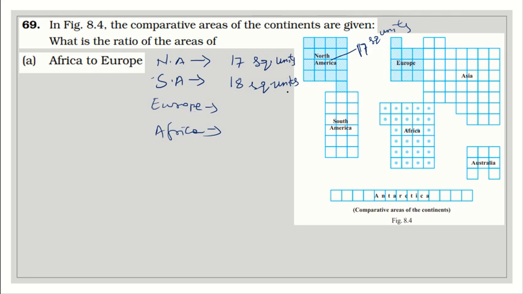Where is Europe? Europe is here. So 3 3s are 9 plus 1. So Europe is 10 square units. And where is Africa? Africa is here. So 1 2 3 4, 1 2 3 4 5 6. 6 4s are 24 plus 2, 26 square units. So now I can say Africa is 26 is to Europe is 10.